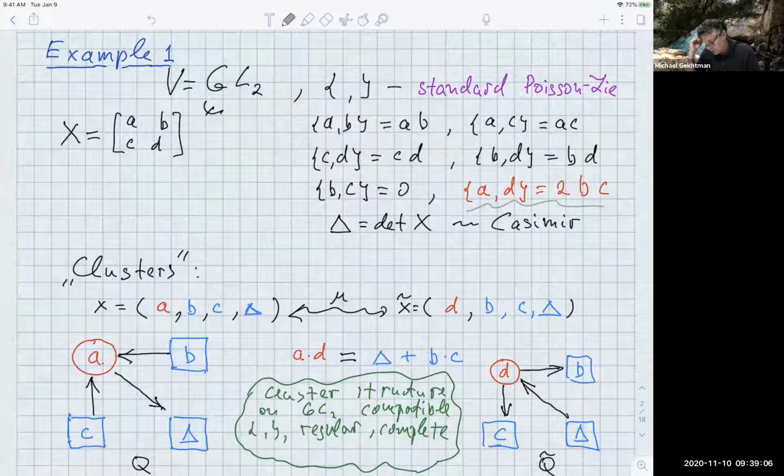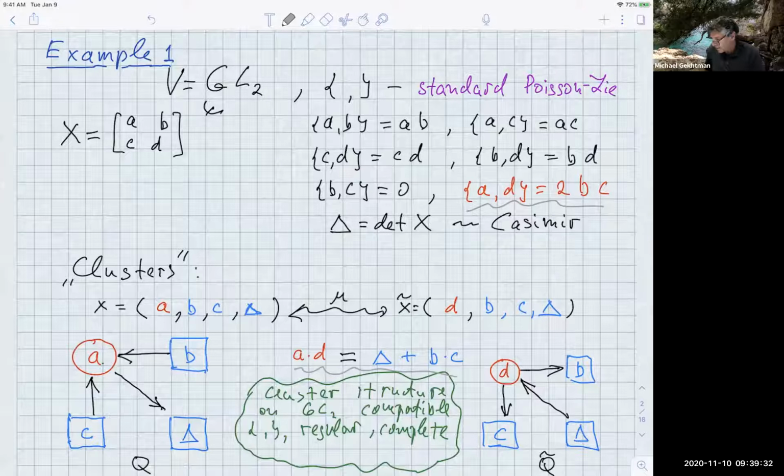So what is this nice coordinate chart? In this case, they're very simple. You can pick either A, B, C, and the determinant, or D, B, C, and the determinant. And there is an easy transformation between these two charts, which is essentially a formula for the determinant, but I will write it in subtraction-free form. And so here you can see it.